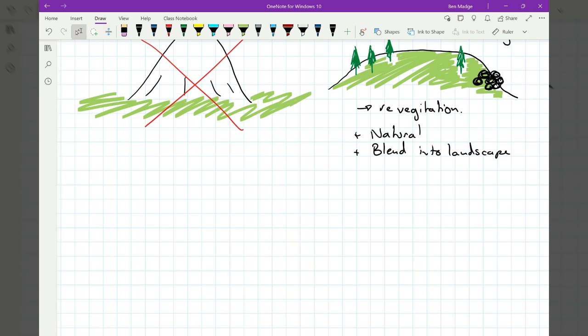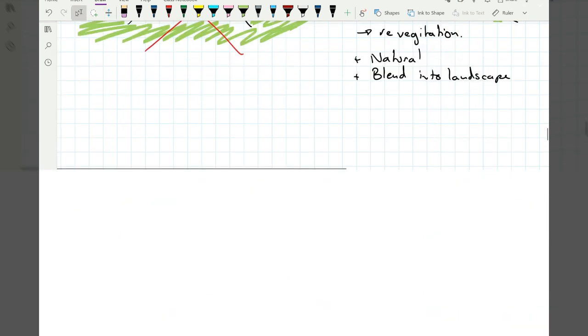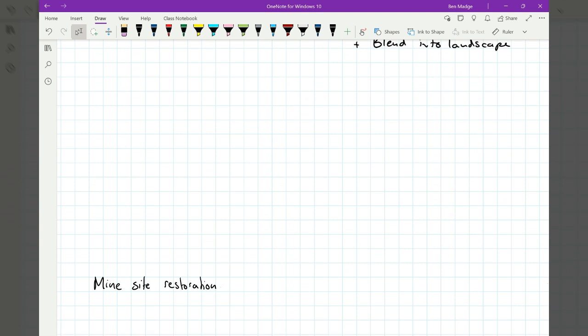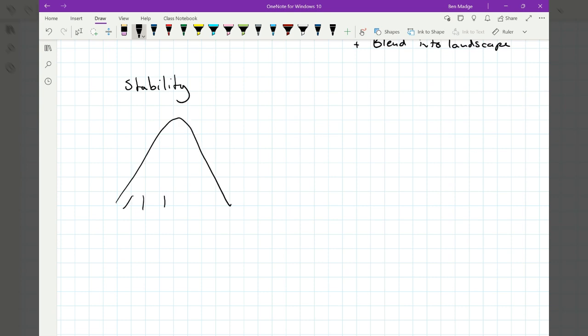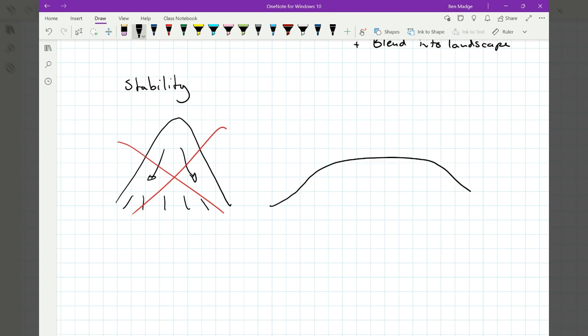Next one then is we have stability. So this is usually done by reducing the gradient again. So instead of having this really steep, unstable, unconsolidated stockpile of overburden, what we can do is have a much more gentle shape. So a gentle slope.